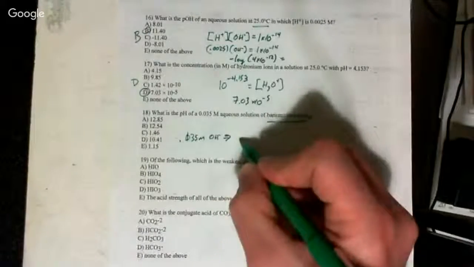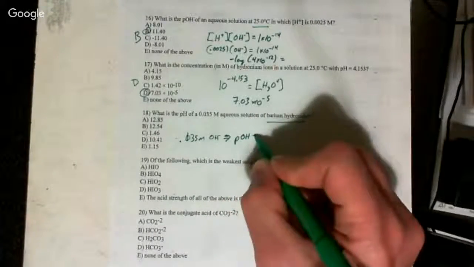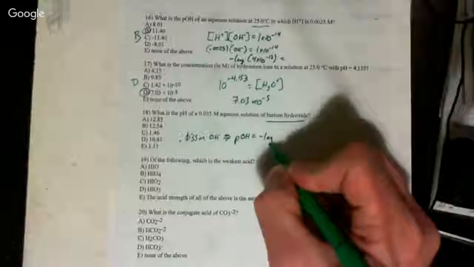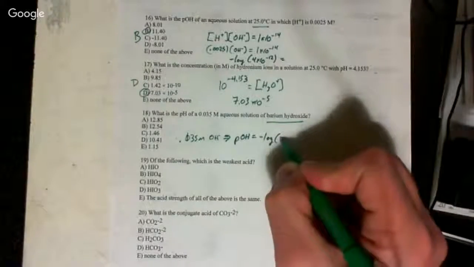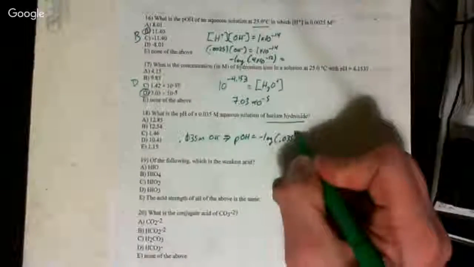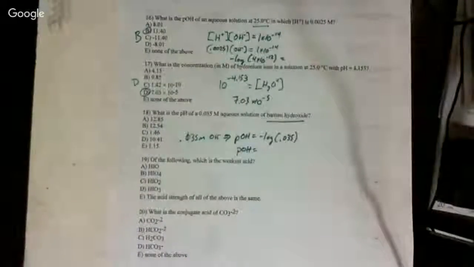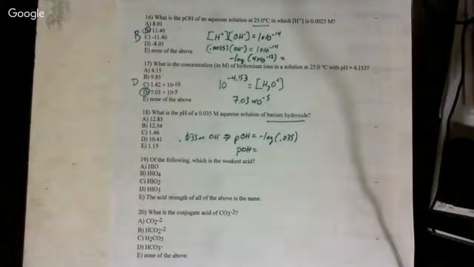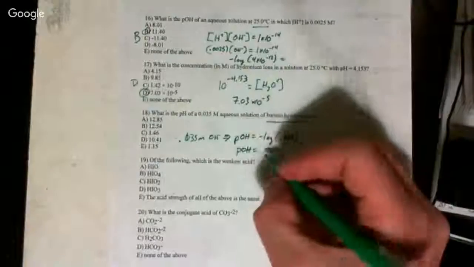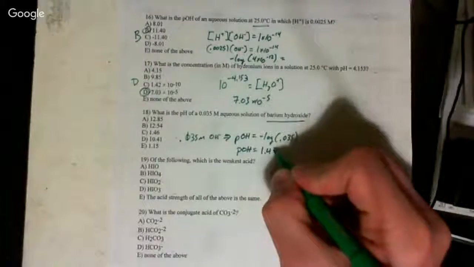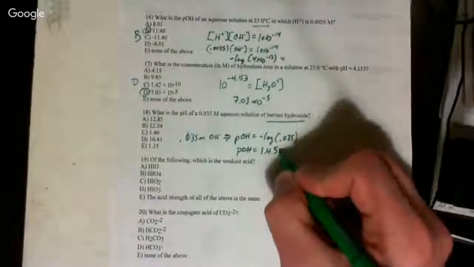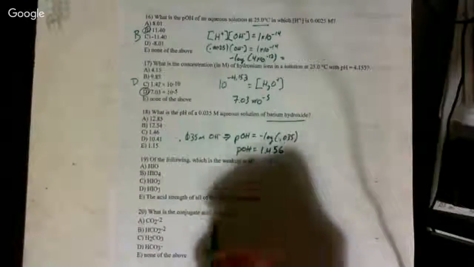And so at that point, I can figure my pOH, which is negative log concentration of hydroxide, which in this case is 0.035. And so I get a pOH value when I plug that into my calculator. So the negative log of 0.035. And then you have to remember a nifty little fact. pOH here is 1.456, taking it to probably one extra decimal place there than I need.